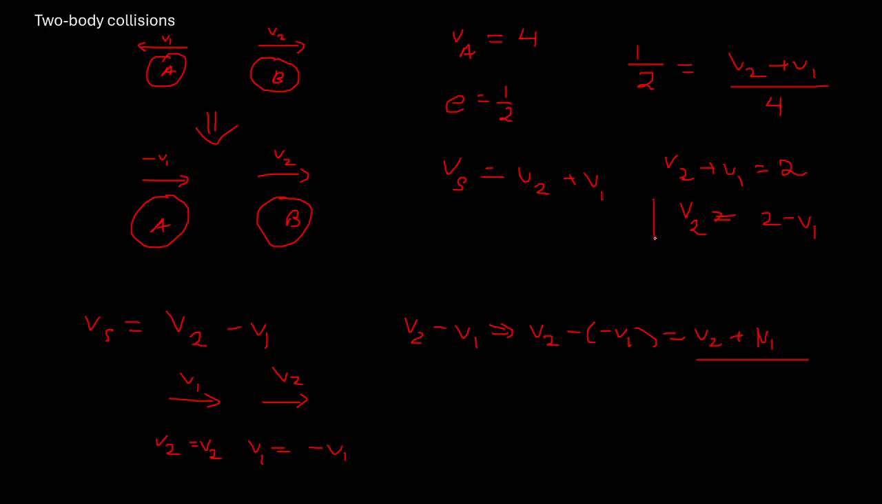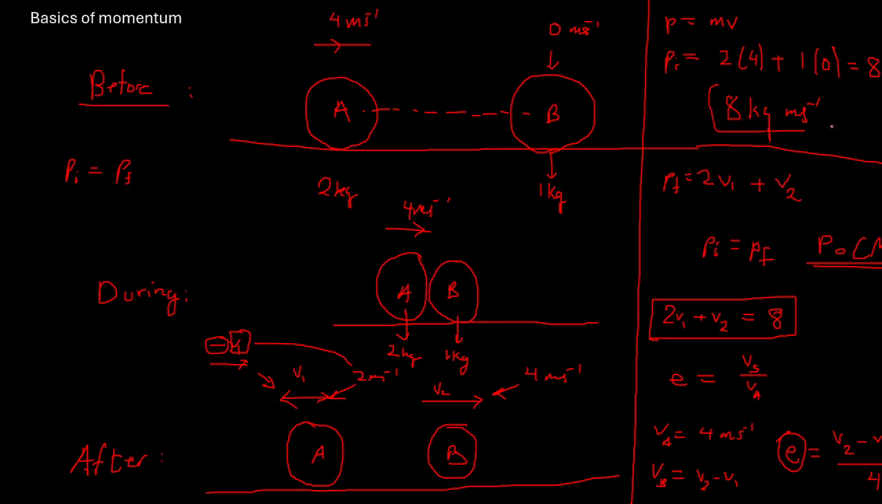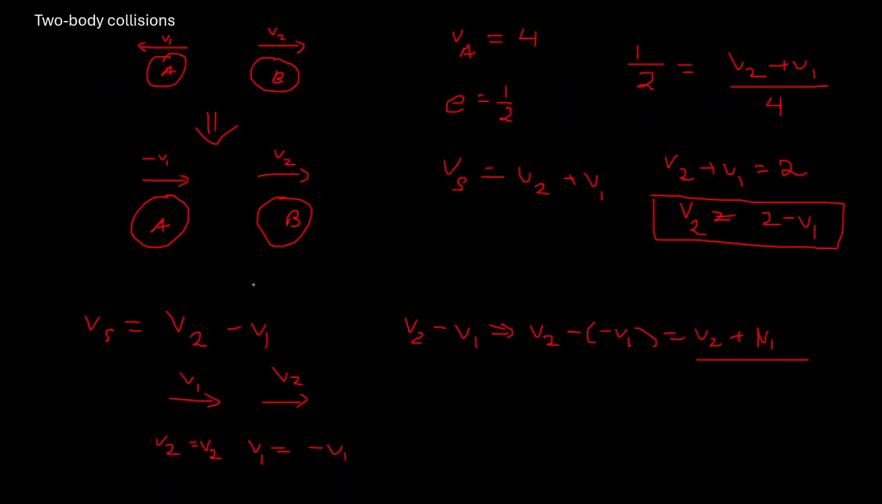Okay, now we didn't calculate the momentum last time, and let's calculate it this time. So the initial momentum was 8 kg meter per second. So let's calculate the final momentum of the system.